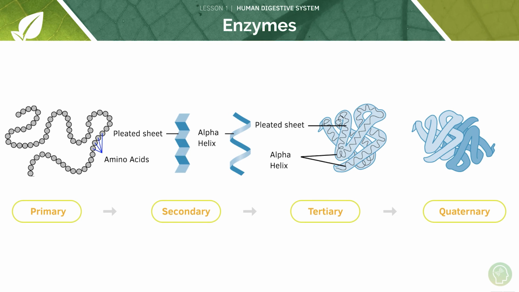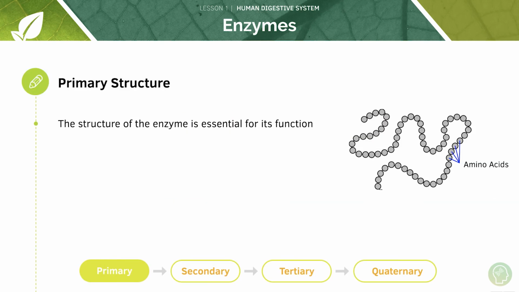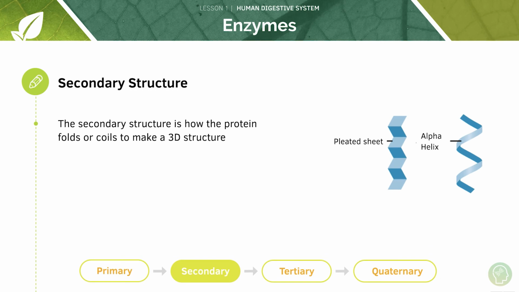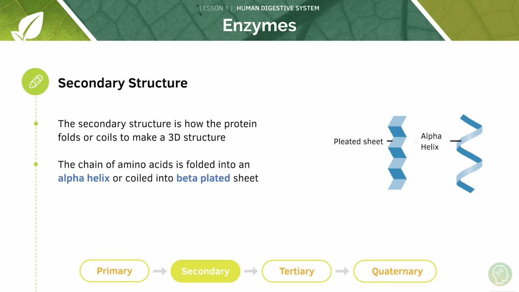So this means that the protein has a very, very specific structure overall. And this is why the structure of the enzyme is essential for its function, because it's a protein, after all, and it has this very specific structure. So as I said, the order and number of amino acids in the chain forms the primary structure, which is flat and 2D. The secondary structure is how the protein folds or coils to make a 3D structure. So this can form an alpha helix or a beta pleated sheet.